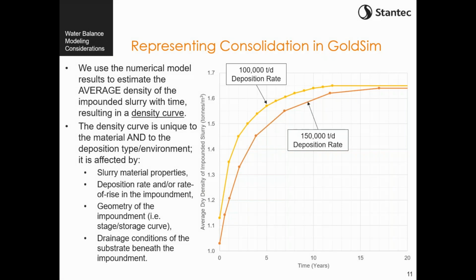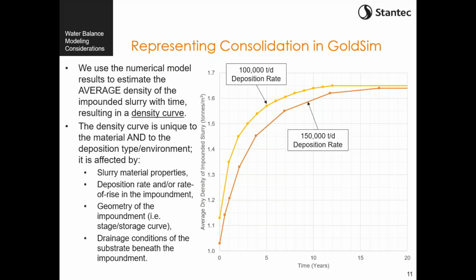Now, as we mentioned, these numerical models have the ability to represent elements of soil, and they're able to represent lots and lots of elements of soil. So they can break our impoundment down into lots of discrete elements. Although that can be advantageous, it can also be very difficult to use in practice. So within GoldSim or any other kind of water balance model, it's more appropriate to try and represent the impoundment as a whole. We do that with an average impoundment density curve, which is what's shown at the right. This curve represents the average density of the impounded material over time.